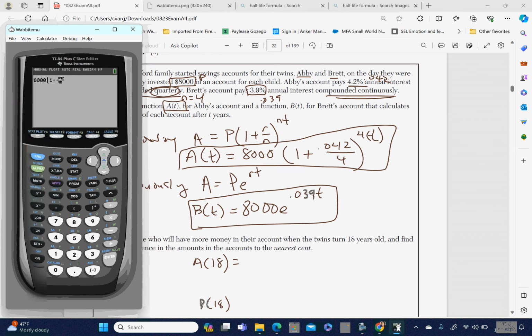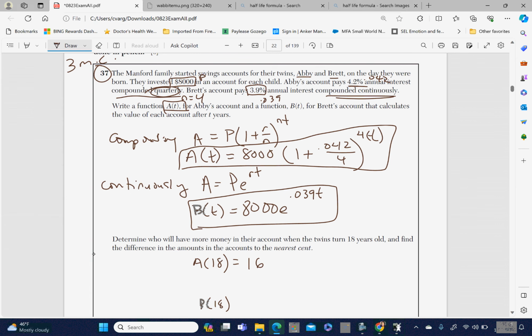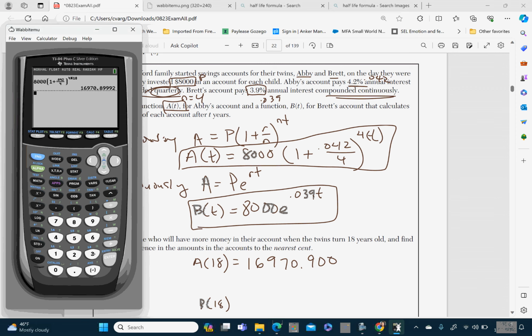Close those parentheses. Oh, take that out. Go to the right. Now close the parentheses. Raise it to the 4 times, and our t is 18 in this case. And we're going to hit enter. So now we have A of 18 is equal to $16,970, and it says to the nearest cent, right? So this is 99, or 90 cents.